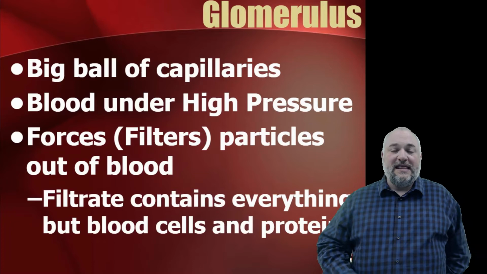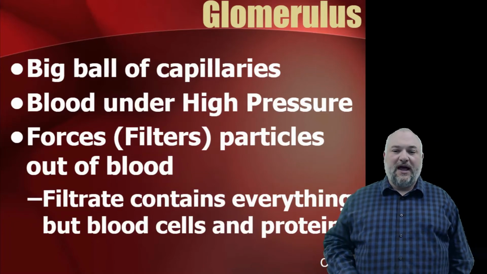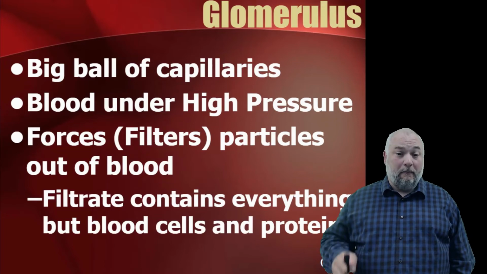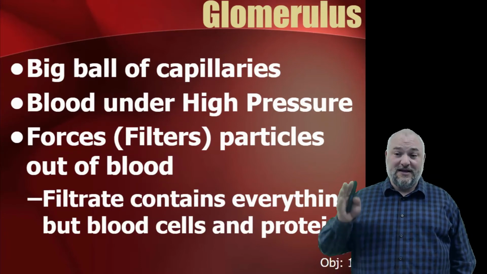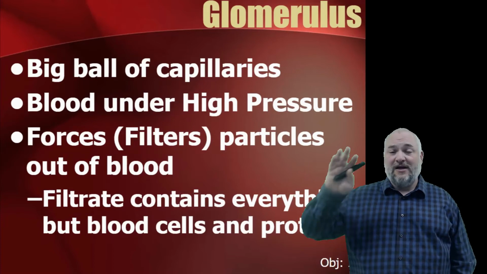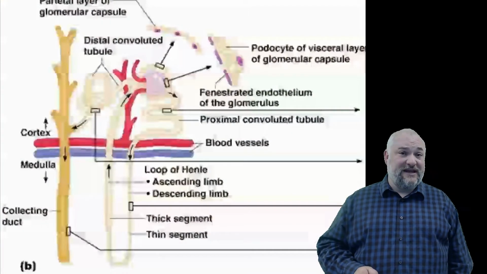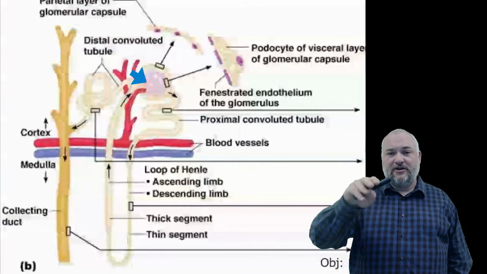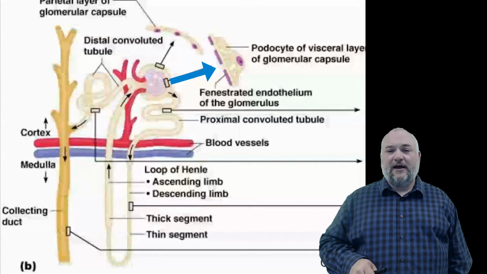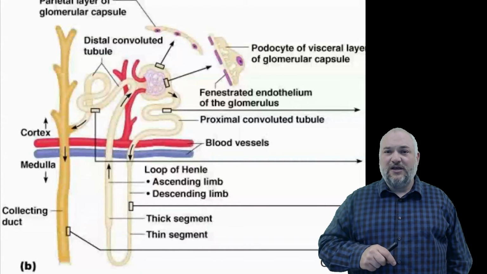And that filtrate, the stuff that gets through that filter, contains everything in the blood but the big blood cells and proteins. So it's purely size-based. Big proteins and blood cells can't get through. Everything else does, basically all the plasma and everything dissolved in it. So we can see that happening here. Blood comes in under high pressure, forcing the filtrate through those pores and into the Bowman's capsule or glomerular capsule.